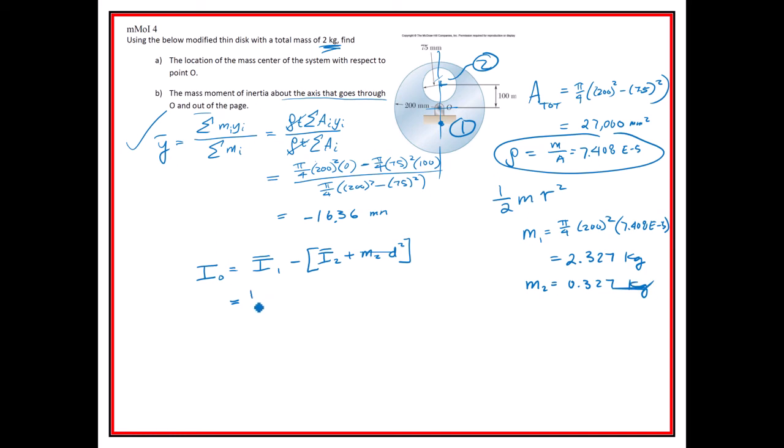And so I go 1/2 times 2.327 times 0.2 squared, minus 1/2 times 0.327. It'd be nice to have another sig fig in there, but actually, I could do it right here. Boom. 373.